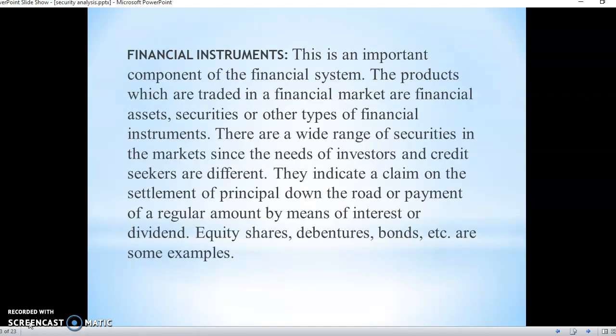Next is the financial instrument. Financial instruments are another very important component of the financial system. These are the products, the assets which are traded in the financial market or in the financial institutions. They are in the form of financial assets, securities which are traded, or any other types of financial instruments.